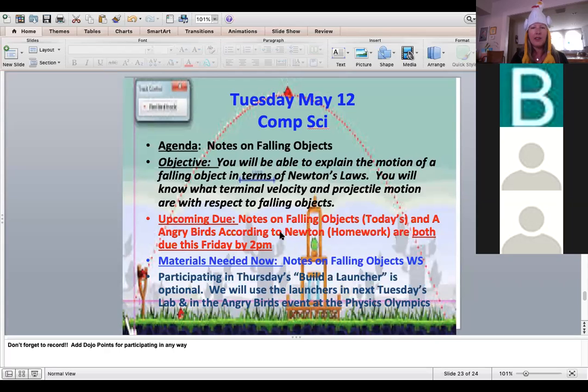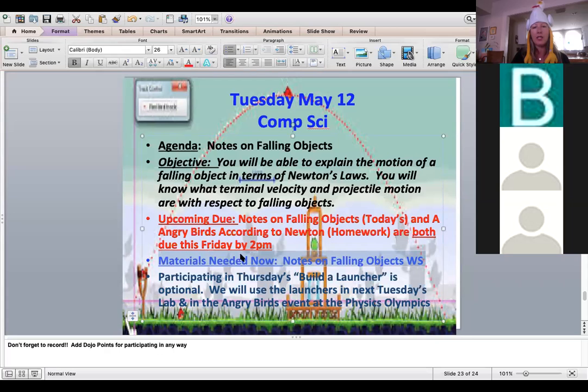And again, we're taking notes on falling objects, and you have that handy, which you see right here in blue. Materials needed now are your notes on falling objects, that worksheet. That's the only thing you need today. These notes you are going to turn in for a grade. They will be due on Friday by 2 p.m.